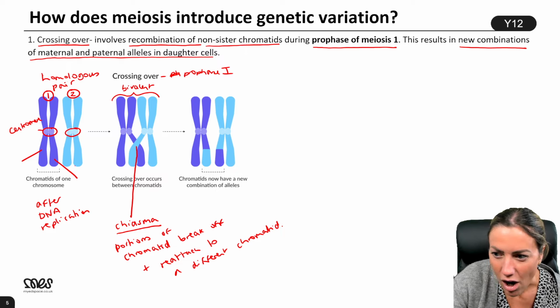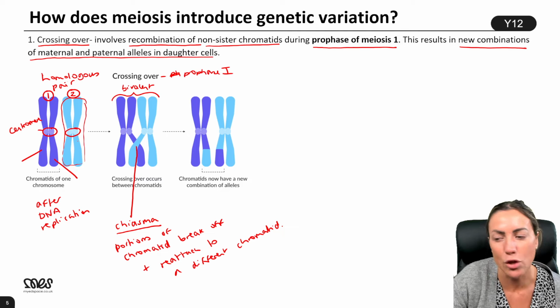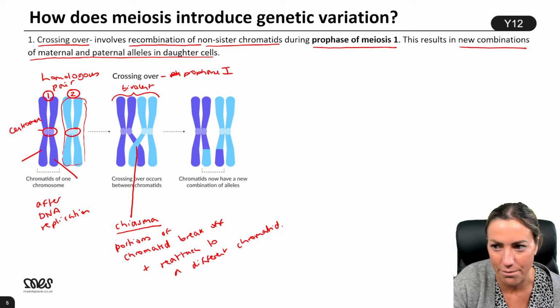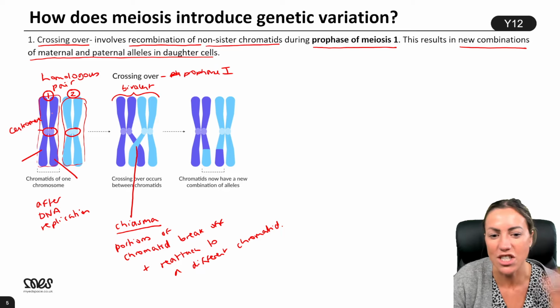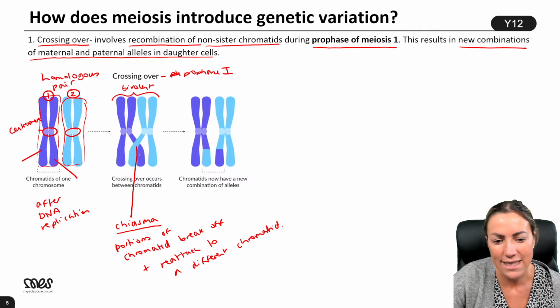These are sister chromatids, right? They are genetically identical because they're the result of DNA replication. These are also sister chromatids, right? They're genetically identical as a result of DNA replication. What we say for crossing over is that portions of chromatid are exchanged between non-sister chromatids.